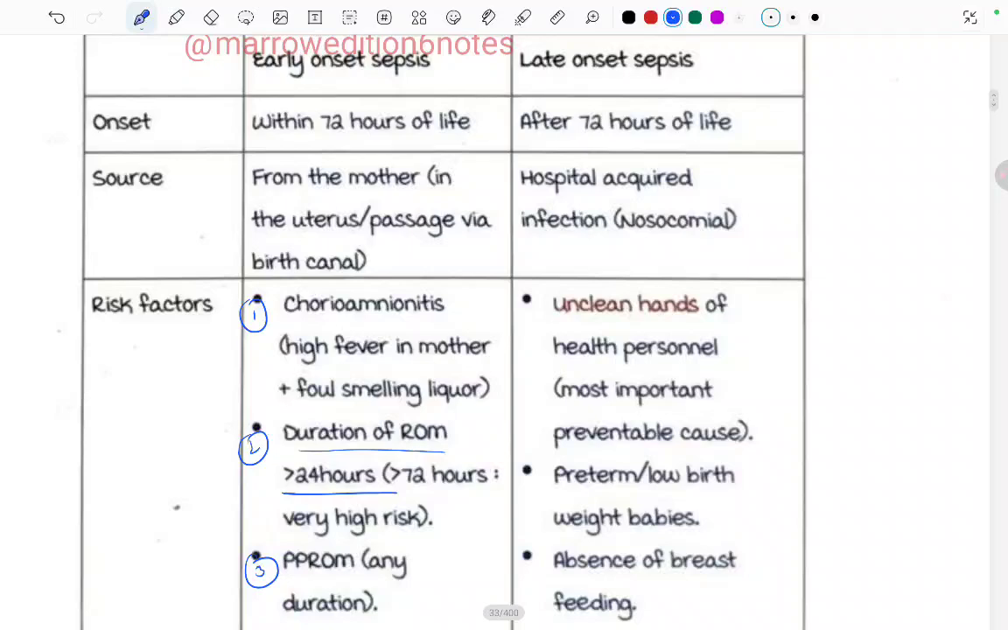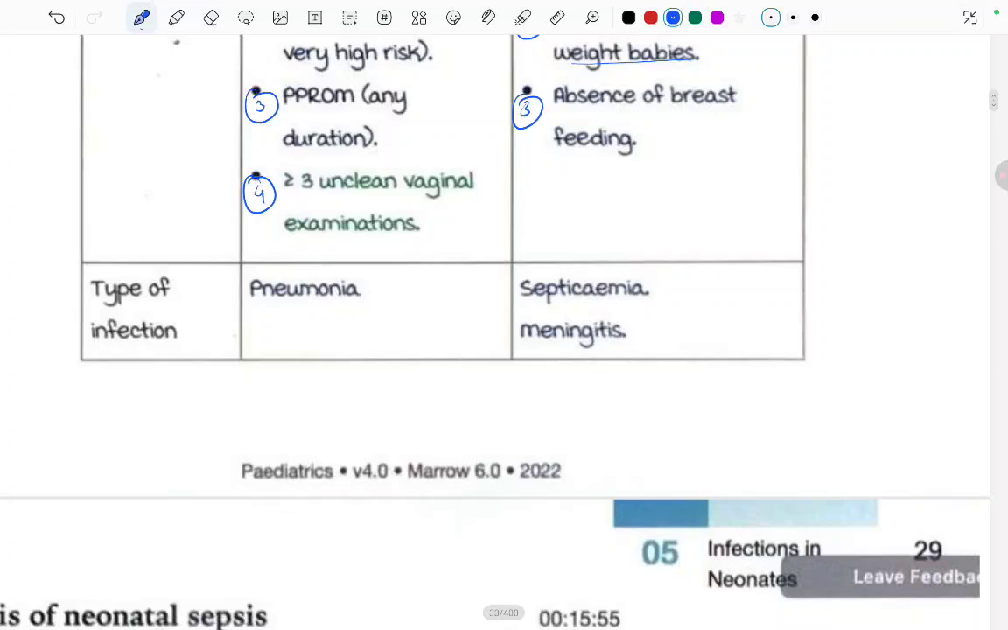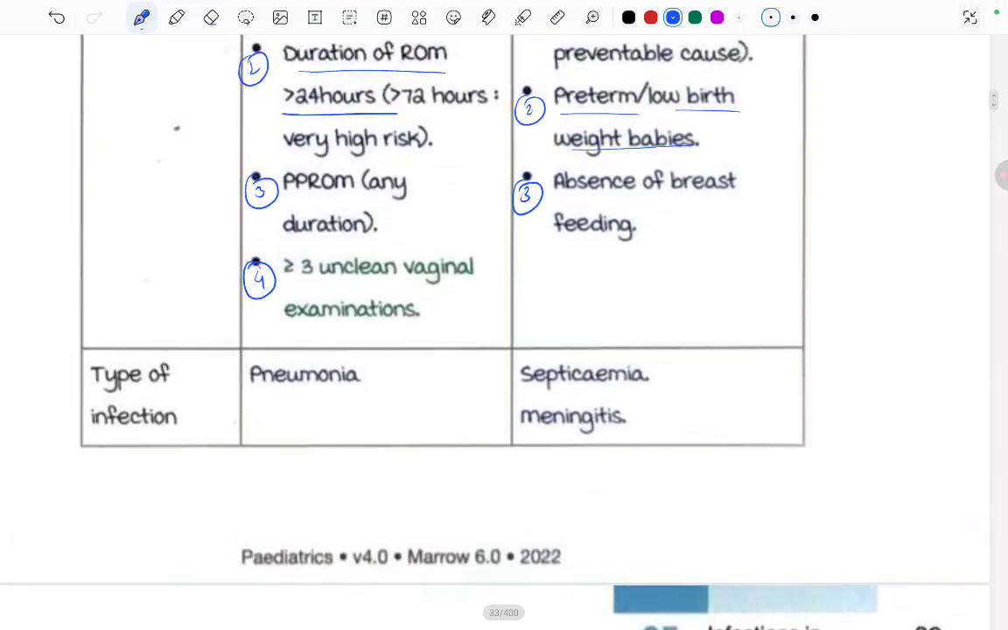Now, the risk factors for the late onset sepsis. First is the unclean hands of the health personnel, the most important preventable cause. Second one is preterm or low birth weight babies. They are at higher risk of late onset sepsis, and absence of breastfeeding can also lead to late onset sepsis. Now, the type of infection: in early onset sepsis, it will be pneumonia, and in late onset sepsis, it will be septicemia or meningitis.